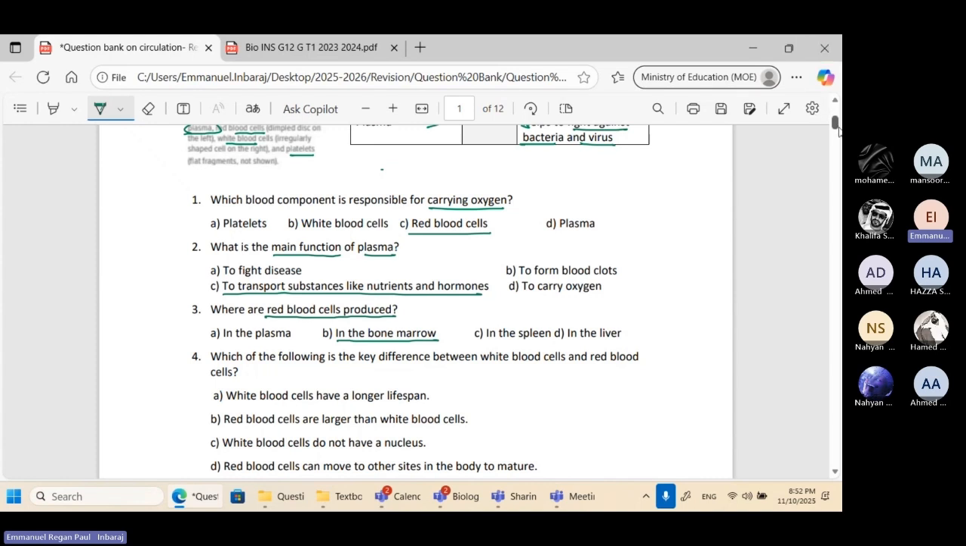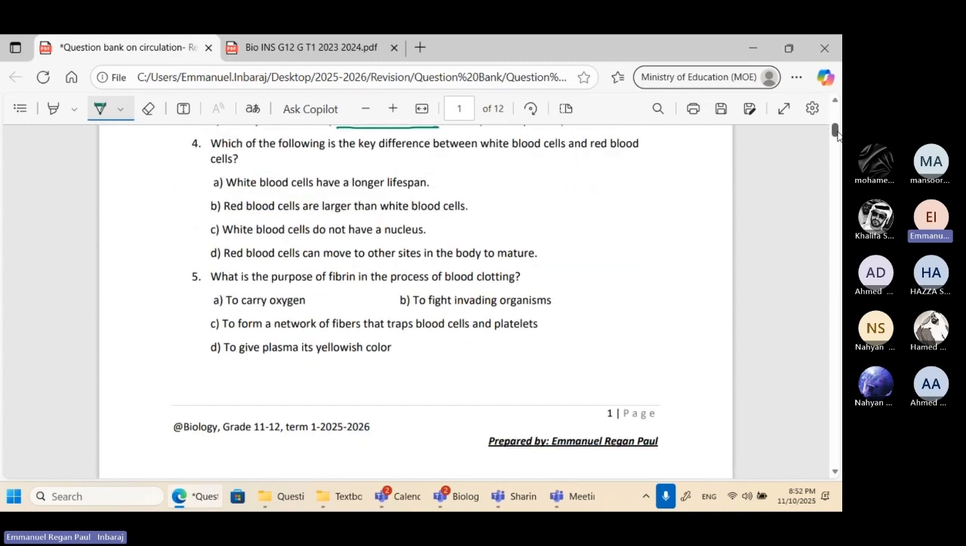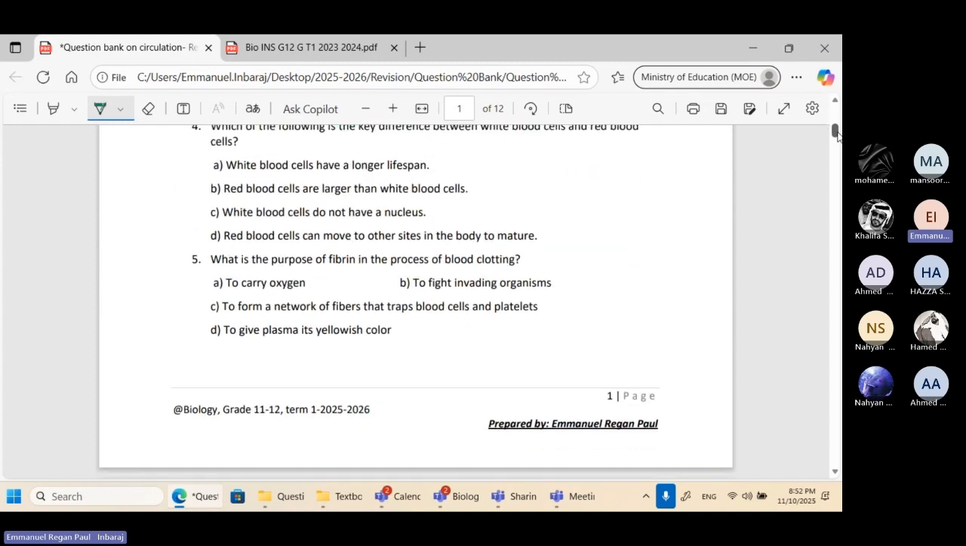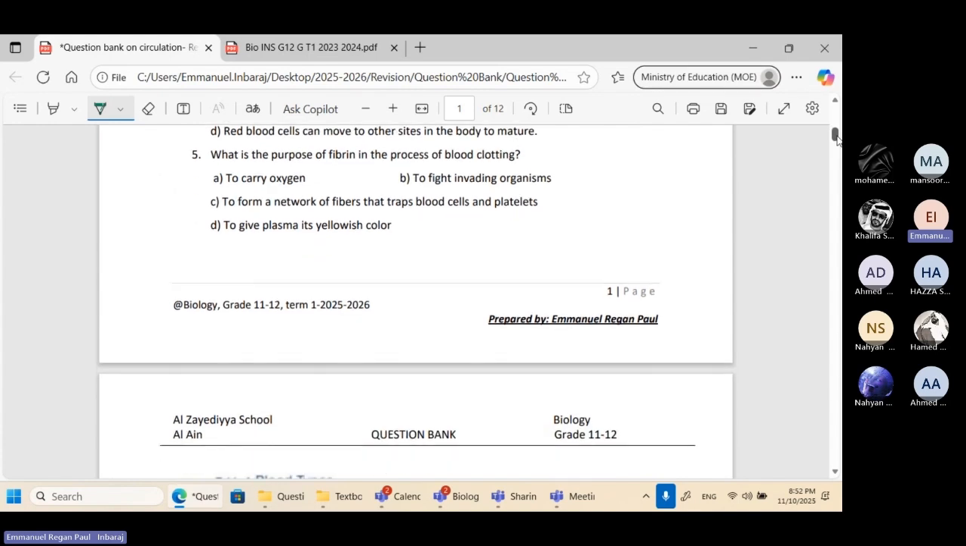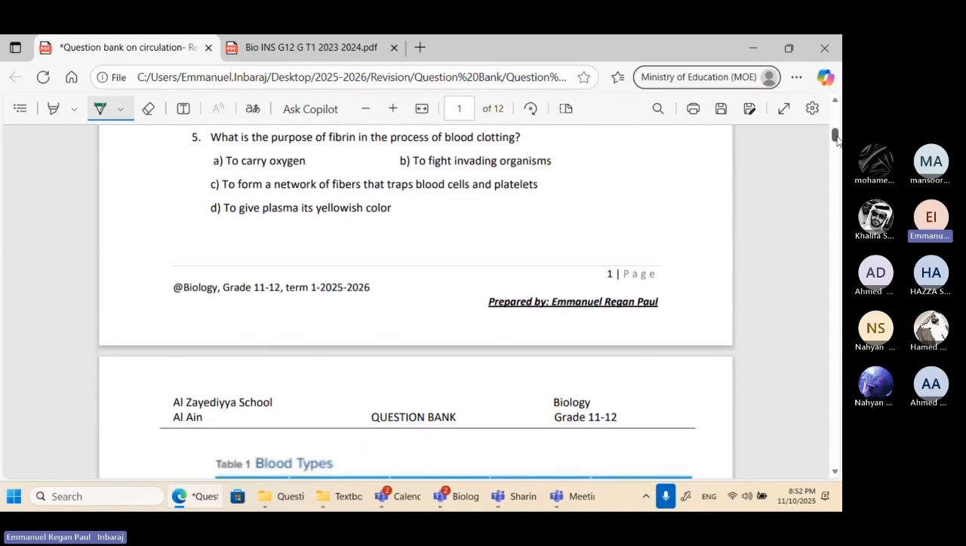Okay, now let's go to the next one. All this I have given you, so you can just do this on your own. Okay. See, one more thing here, very important. What is the purpose of fibrin? You see, they say fibrin in the process of blood clotting. What is the purpose of fibrin?